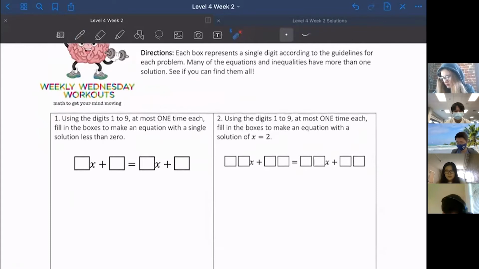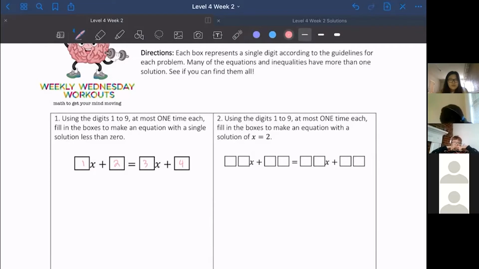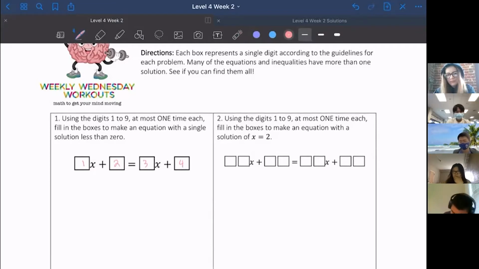So the first step, if we don't know how to do anything, we can just plug and check. So we can start off putting 1 in the first box, 2 in the second box, 3, and then 4. Does anyone have any ideas on how to solve this equation? No? Okay, so the first step on solving this equation is moving all of the x's to one side and all of the numbers to the other side. So we can subtract 1x from both sides.